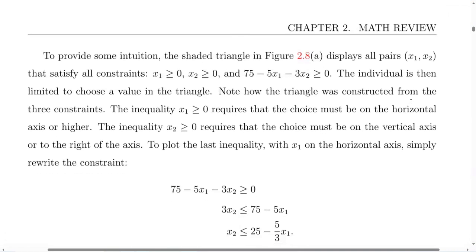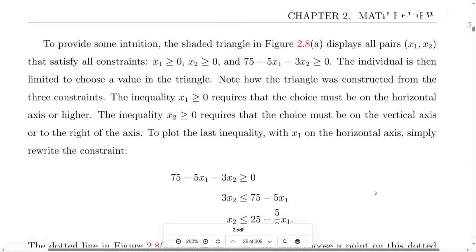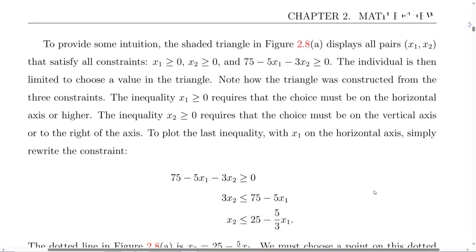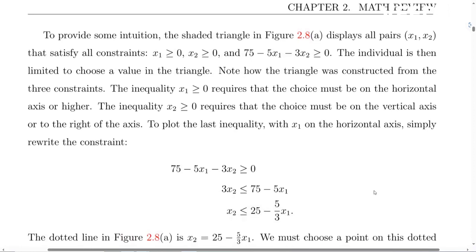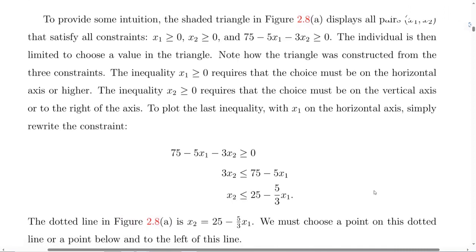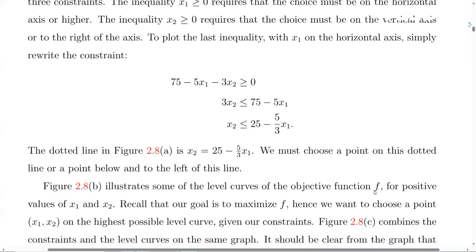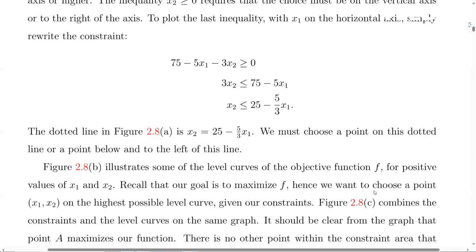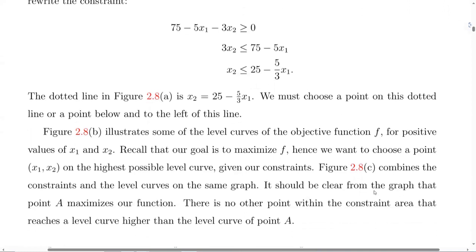Okay, so to provide some intuition, the shaded triangle in figure 2.8 displays all pairs of x1, x2, all pairs of points in the x1, x2 plane that satisfy all constraints of those given equations. The individual is then limited to choose from them. So we want to know the basic math. We can take that constraint and make it into a y equals mx plus b. It's the shadings that we had from algebra 2 and all of that.